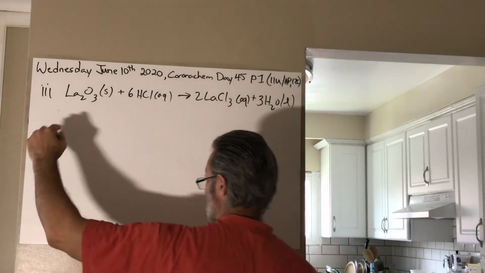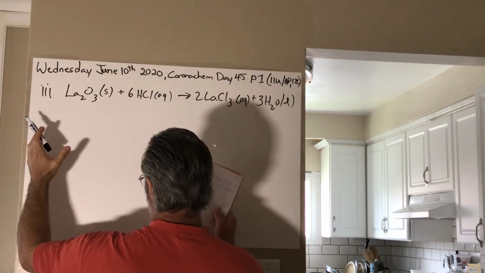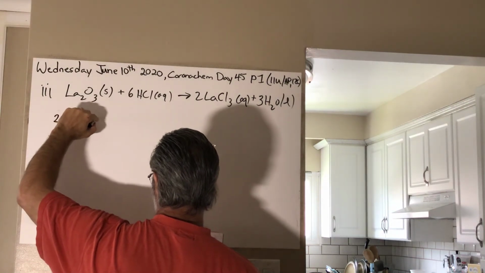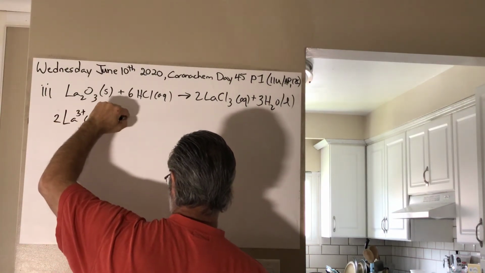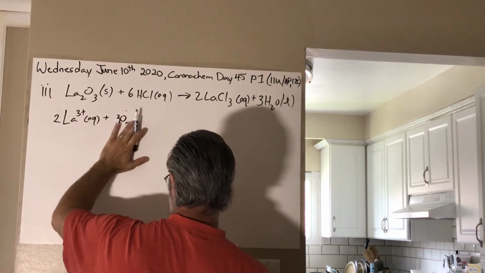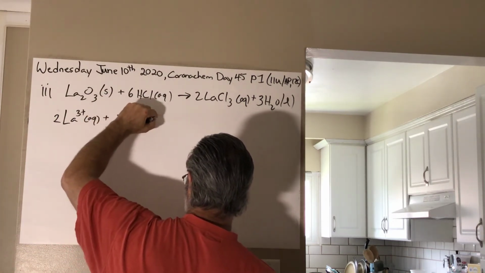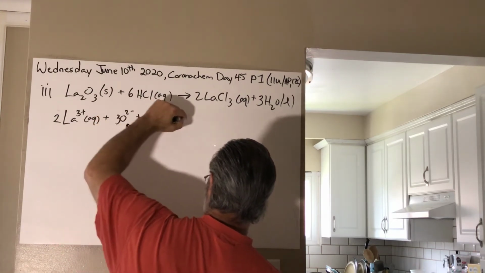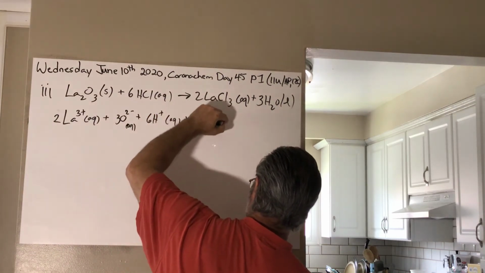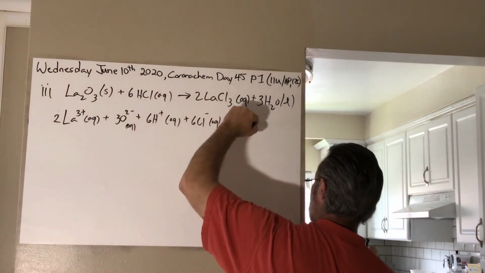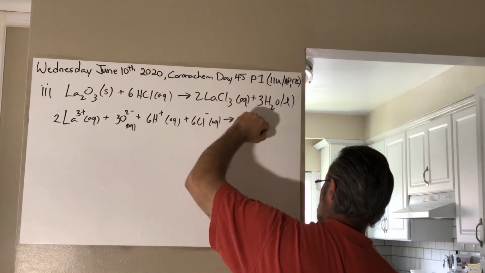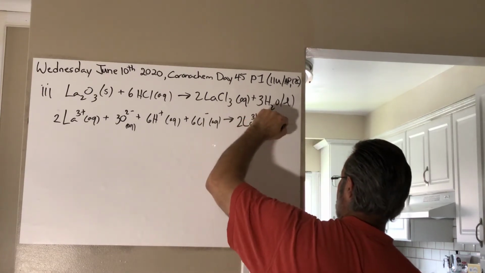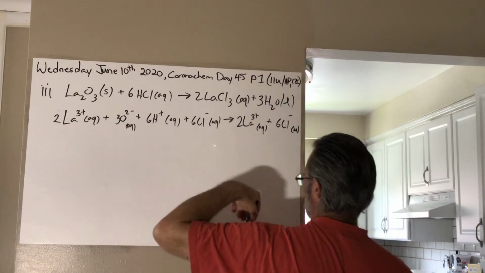Now if you show the ionic equation, you're going to show everything that's reacting split apart. So the lanthanum will turn into 2 lanthanum cations, and you're going to have 3 oxides, 6 protons, 6 chlorides. Then you're going to get still 2 lanthanum aqueous plus 6 chlorides, again aqueous, and then the 3 waters.